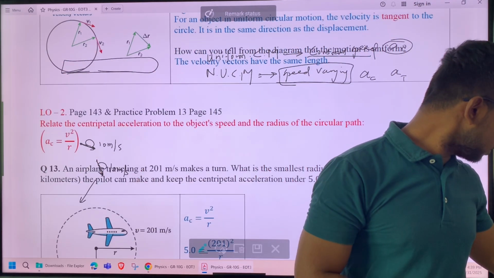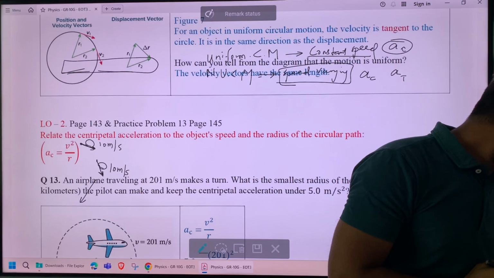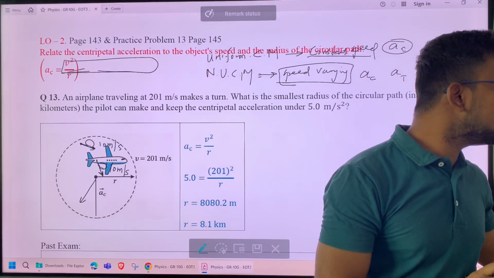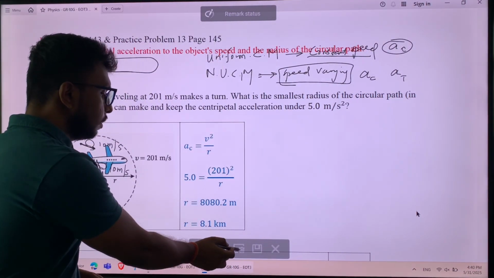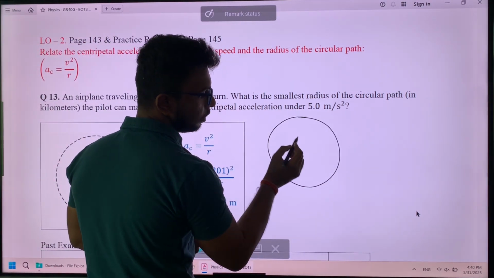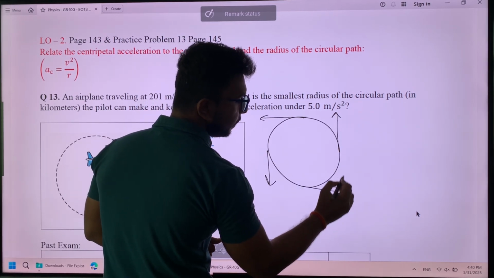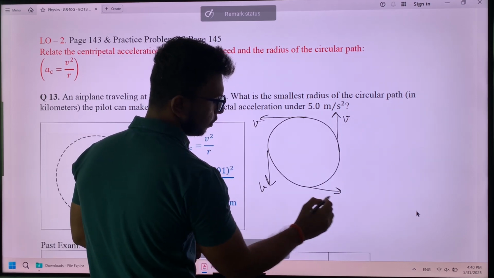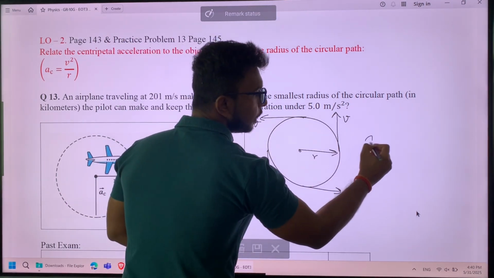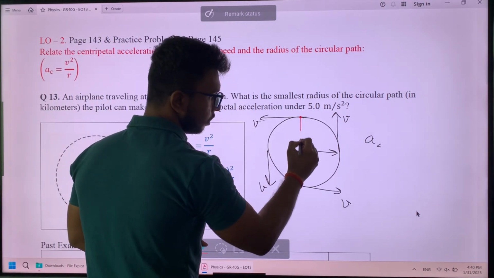Okay, moving on to the second part. Page 143 and practice problem 13, page 145. Relate the centripetal acceleration to the object's speed and the radius of the circular path. So we have an expression for the centripetal acceleration. What is that expression? If there is a body moving in a circular path, and it is uniform circular motion, that means the speed is not changing. So the speed is fixed everywhere, only the direction is changing. And the radius is r. So we define the centripetal acceleration, which is acting towards the center of the circle.